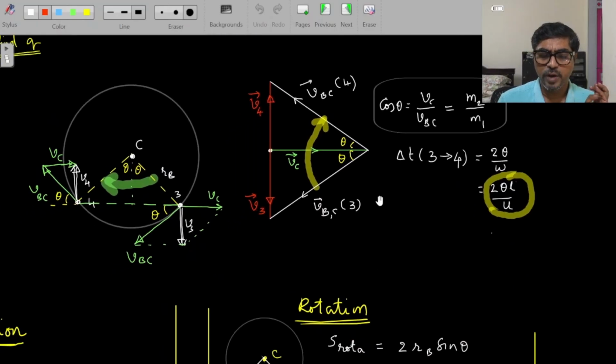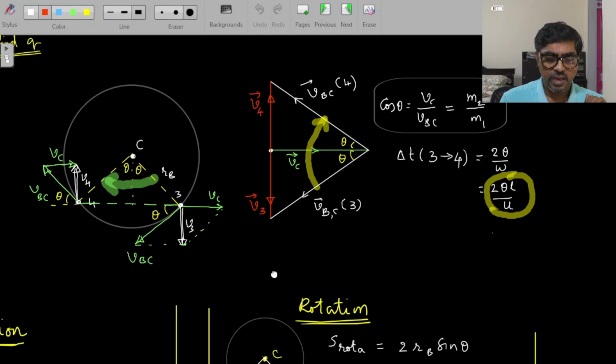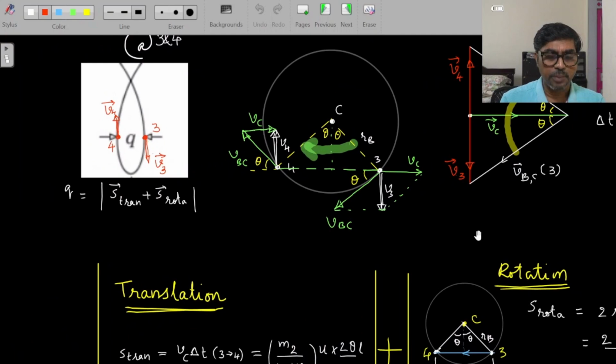Now I want to find the time taken for it to move from 3 to 4. You can look at the circular motion here, the rotation effect about the center of mass if you consider. It is supposed to cover 2 theta angle. So the time taken will be angle turned by angular velocity, 2 theta by omega. Omega you got it already, u by L, and theta also we have got. So time taken we got it. Now once the time taken is there, I can calculate the separation q there.